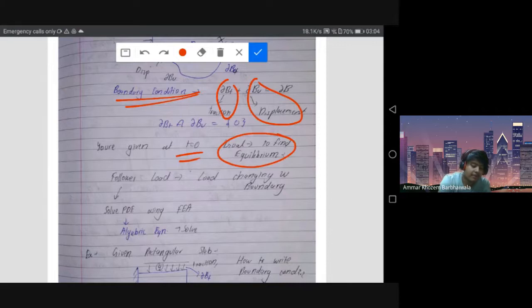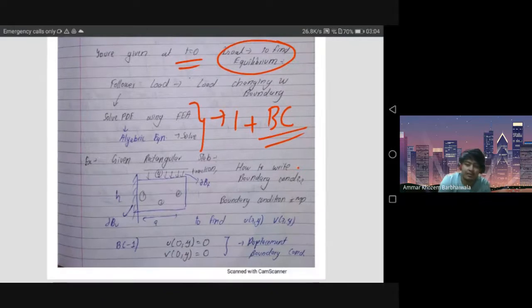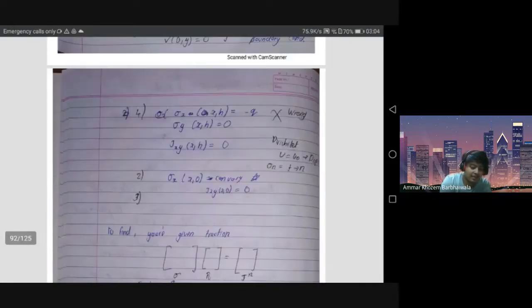So for every PDE we need two things: the solution of the PDE, which should also satisfy the boundary conditions. Once we satisfy the boundary conditions, then we can find the solution to it. So what we can do is initially start by writing out how we write boundary conditions. Here is an example in the notes, which you can go through if you want. It's a very simple example.